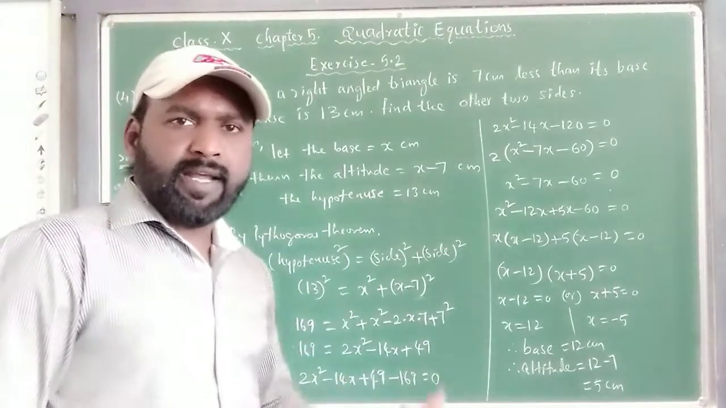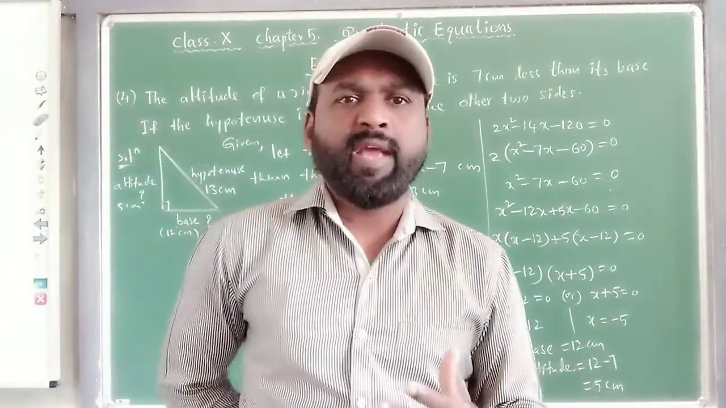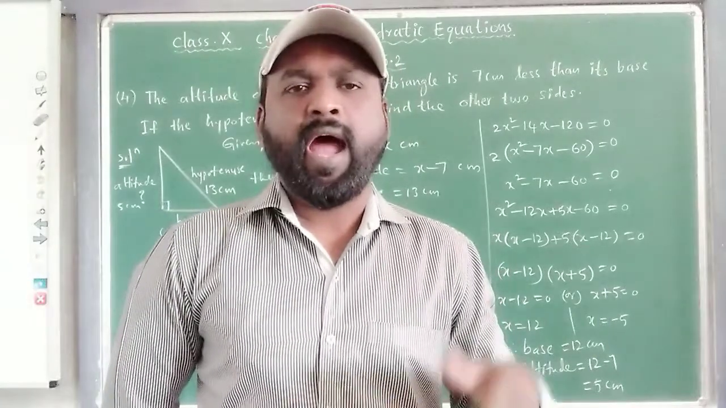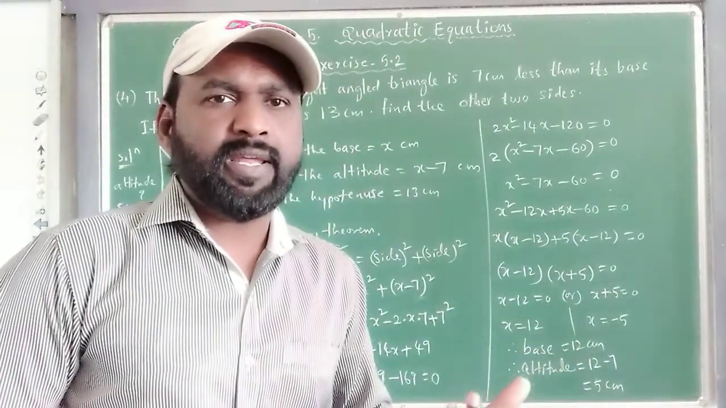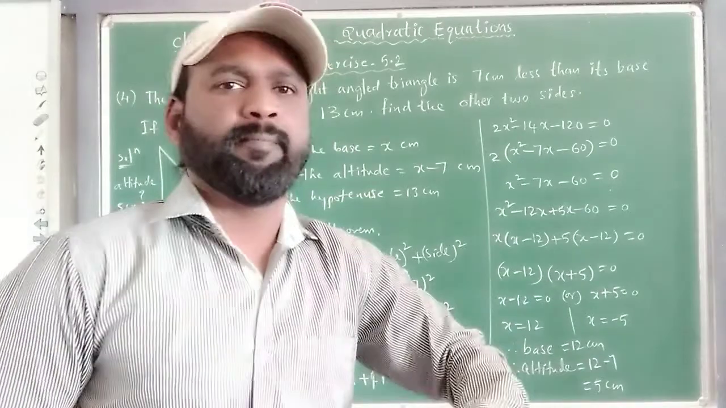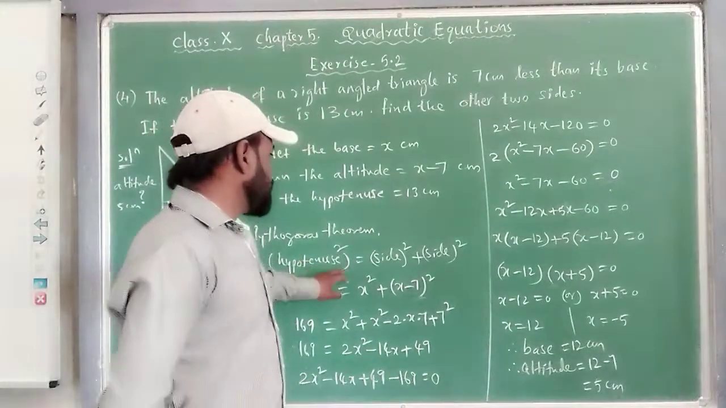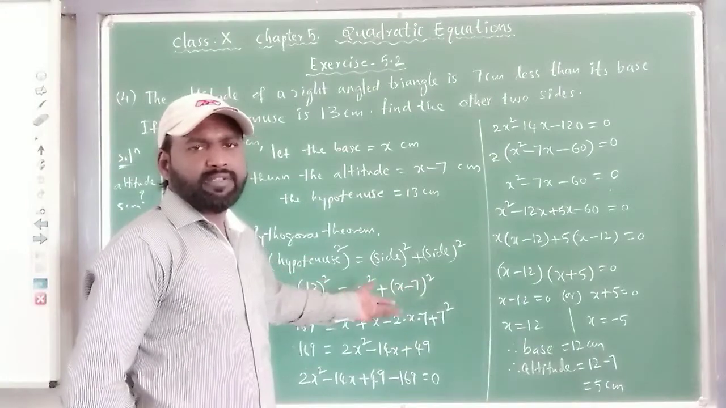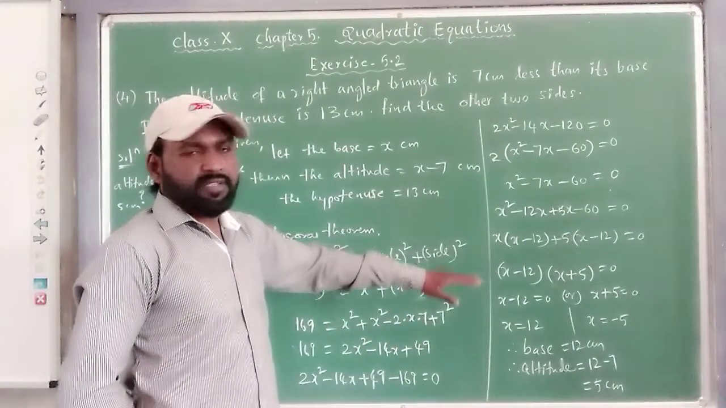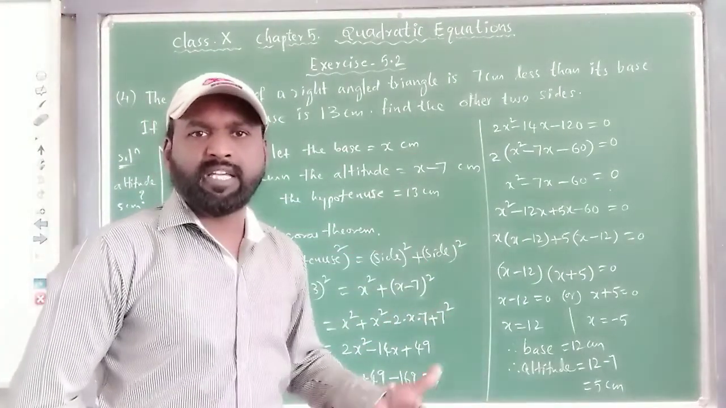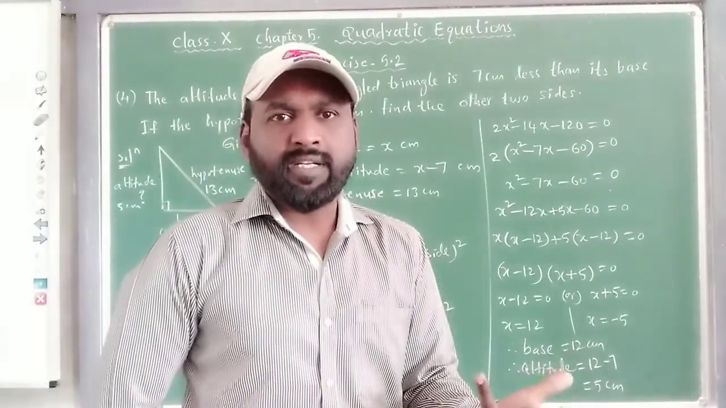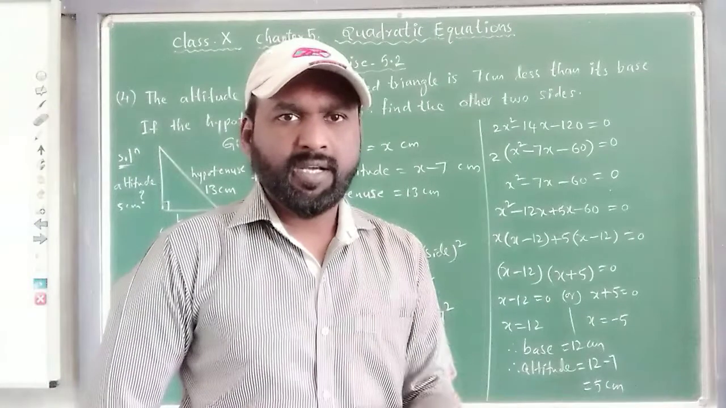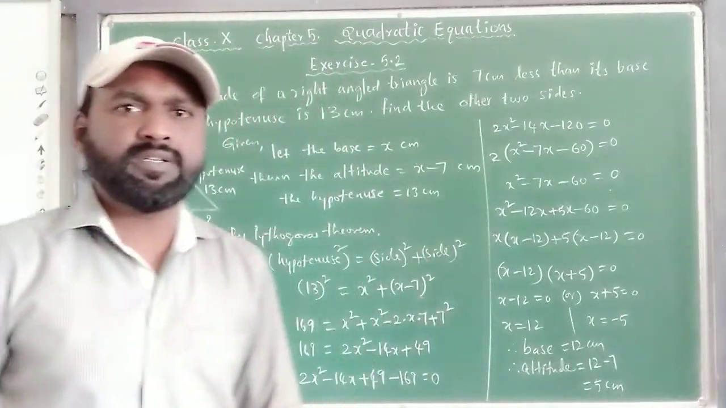So when you have a right angle triangle, always you will have a relation with the Pythagoras theorem. Pythagoras theorem statement is what? Hypotenuse square is equal to the sum of the squares of the other two sides. Those two sides are the base and altitude. Substitute in it, simplify until you get the quadratic equation. When you get the general form of the quadratic equation, then you have to factorize it. Very, very simple. Hope you understood the solution.